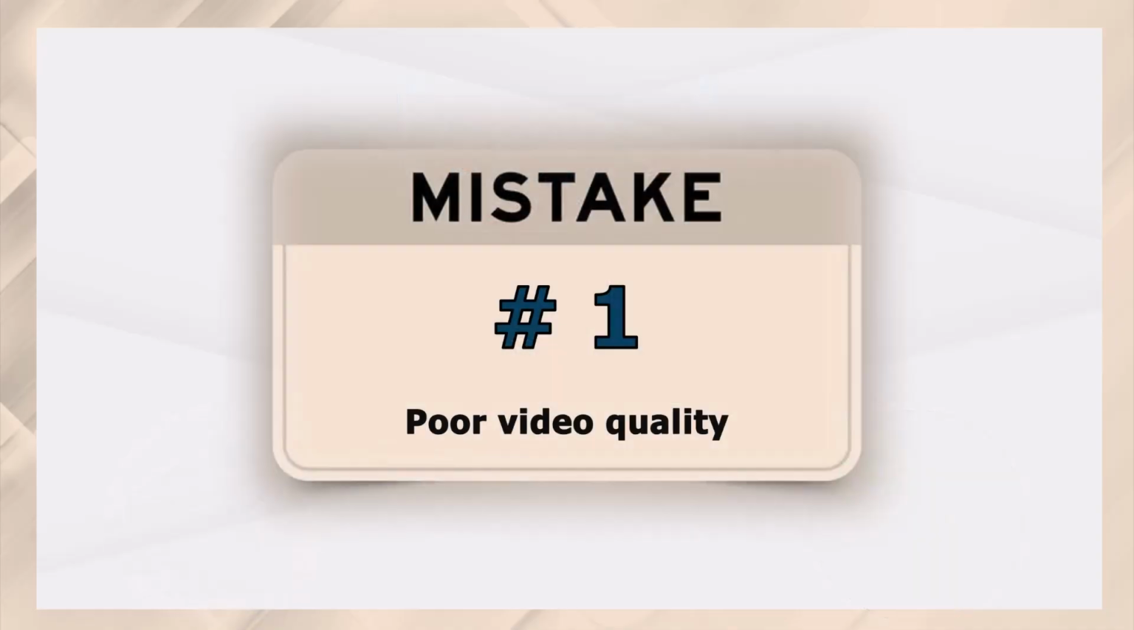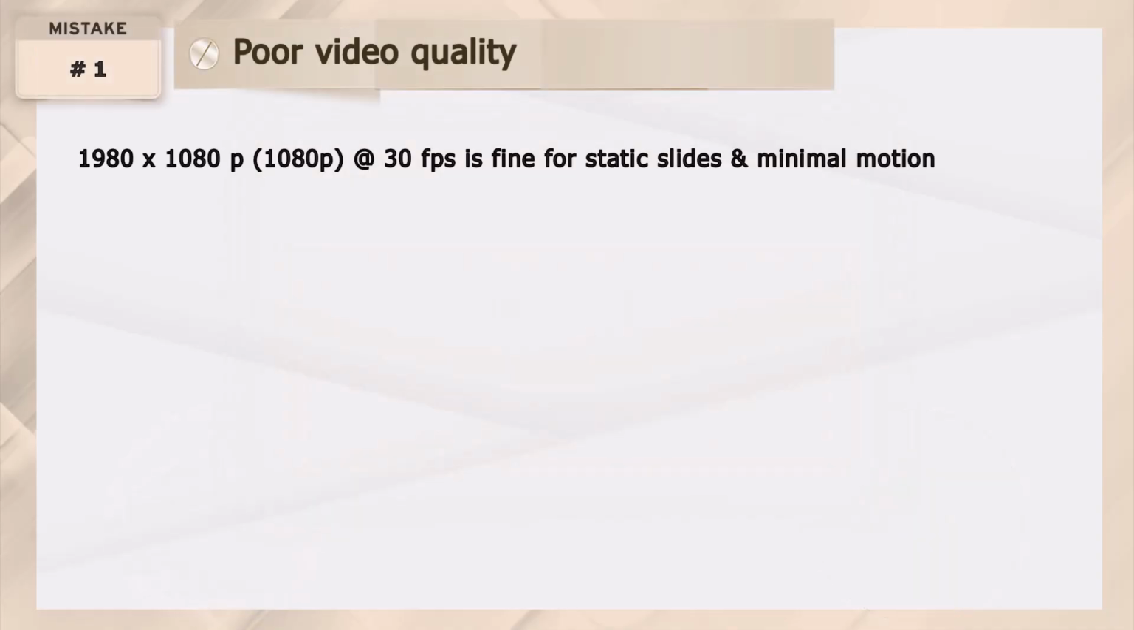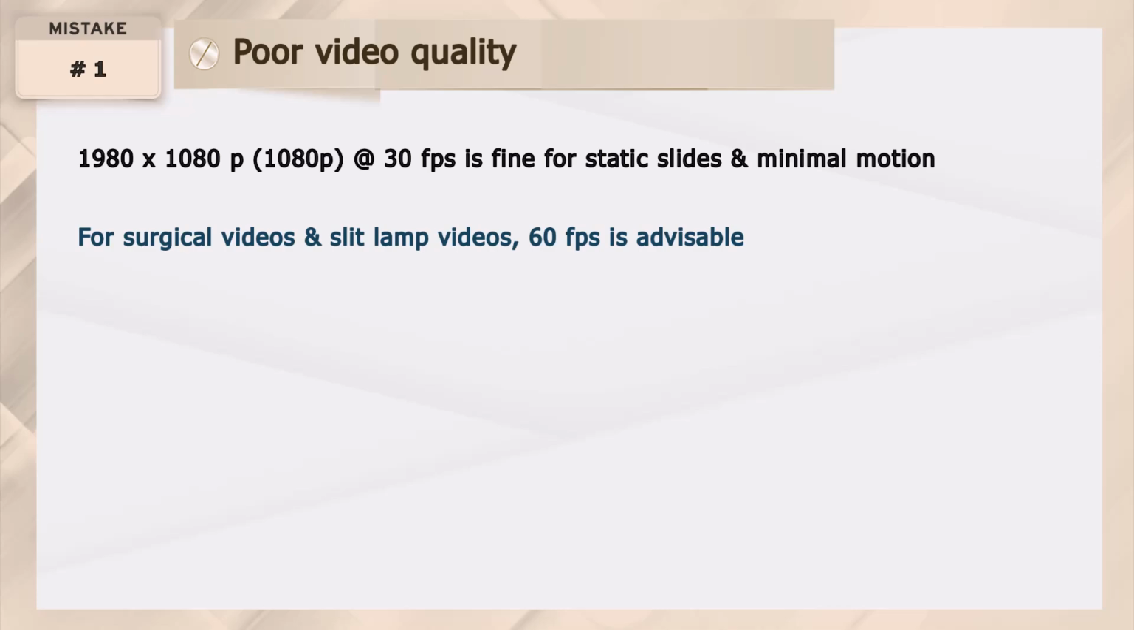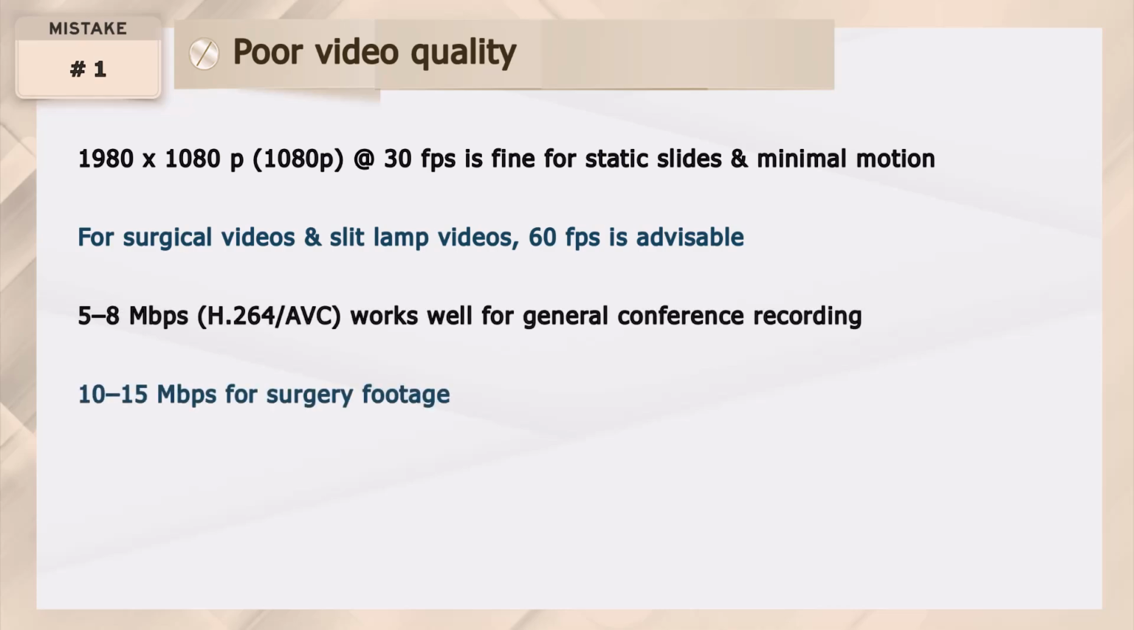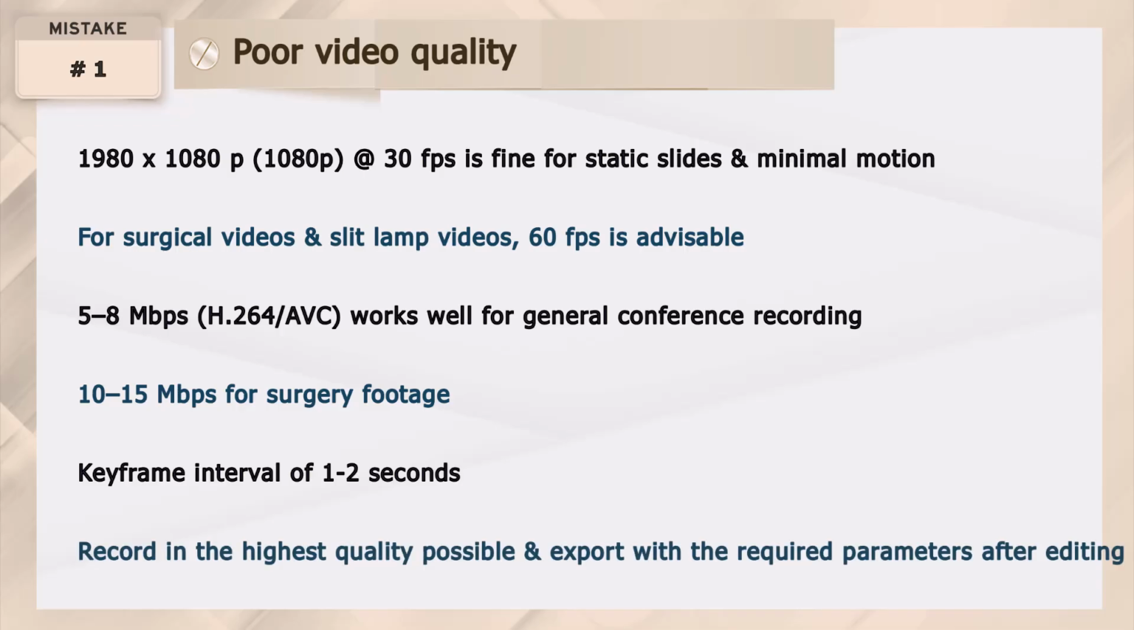For optimal video quality, capture static slides or simple animations in 1080p at 30 frames per second. Increase to 60 frames per second when there's significant motion. There is a difference in the bitrate requirement also for videos with more motion, with a keyframe interval of 1 to 2 seconds. If you are not sure, record in the highest quality possible and export with the required parameters after editing.